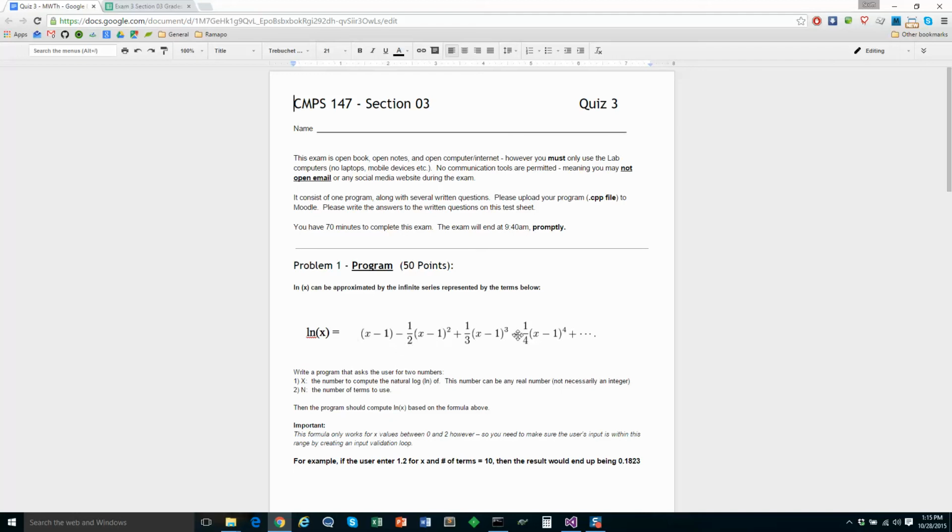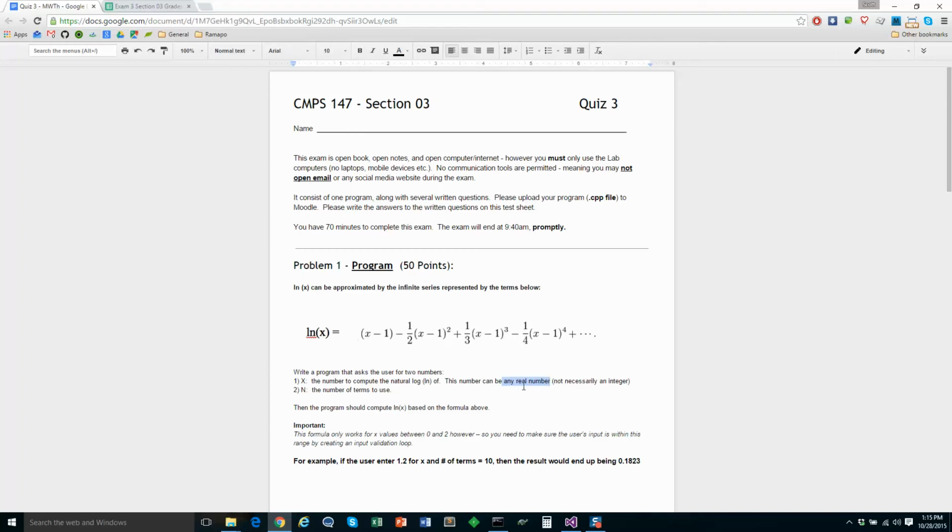So the gist of the program is to ask the user for a number x, and you're going to compute the natural log, or the ln of x. We know that this can be any real number, so we should have allowed the user to type in a floating point value.